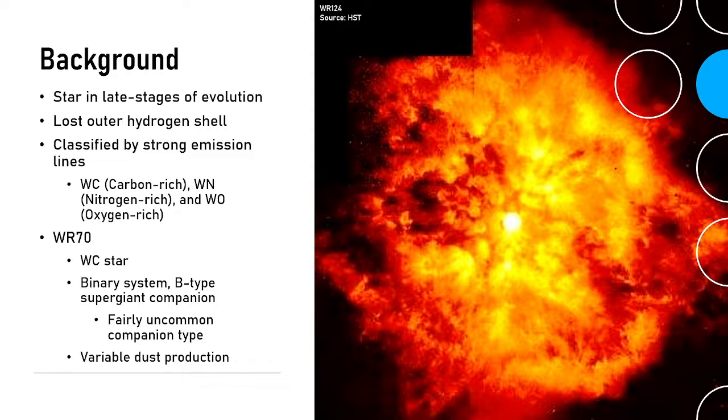These stars can be classified by their strong emission lines. For example, if they're carbon rich, they get a WC designation. If they're nitrogen rich, they get a WN designation. And if they're oxygen rich, they get a WO designation. The system that I'm working on is WR70, which consists of a WC star and an early B-type supergiant companion, which is a fairly uncommon companion type. It is also known that there's variable dust production for the system based on the IR light curve variability.